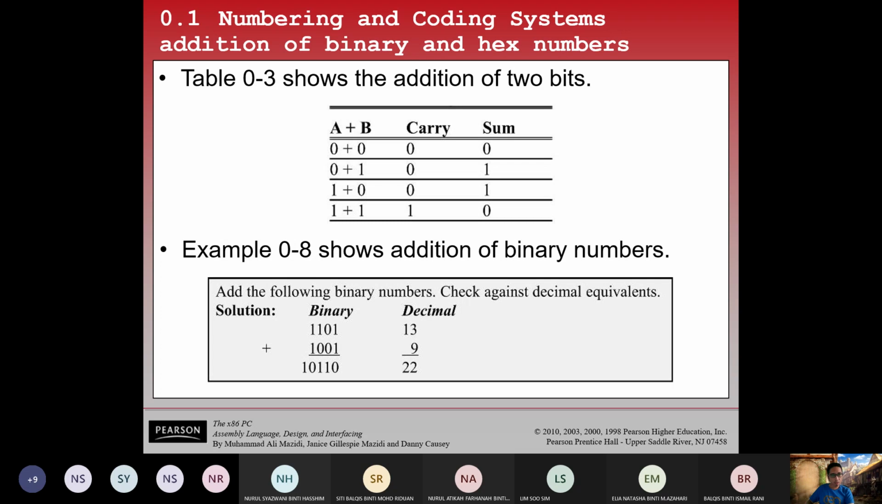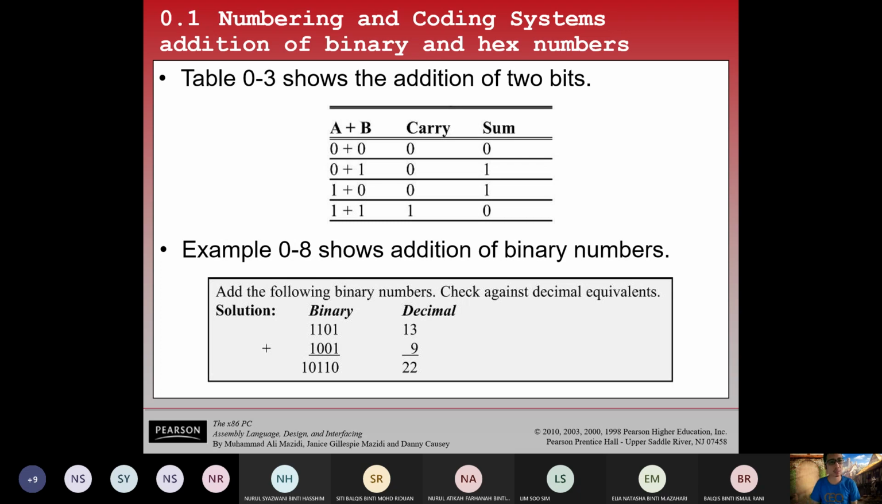So that's 1 and 1. Sometimes you will get 1 and 1 when you have an additional 1 carried from here, then you get 1 and 1. So that's the maximum of what you have for both carry and sum.